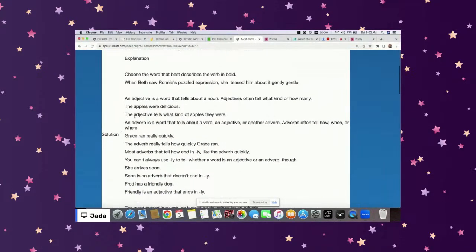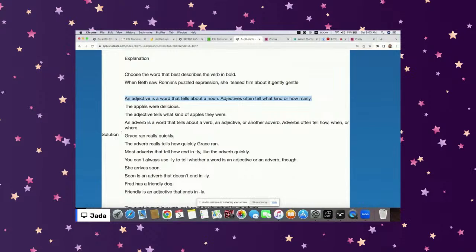So first we will go through and understand the difference between adjectives and adverbs. An adjective is a word that tells more about a noun. Adjectives often tell what kind or how many. For example, the apples were delicious. The adjective tells what kind of apples they were, so the kind of apples we had were delicious apples.